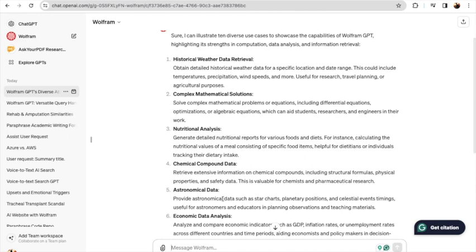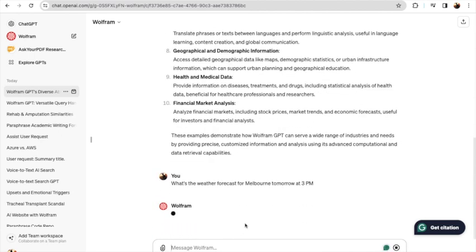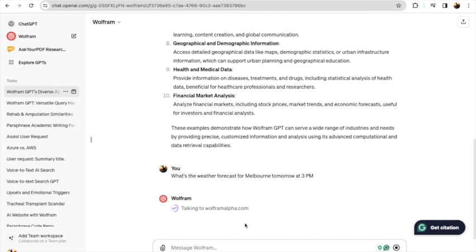Anyways, based on the examples that it has given me, maybe let's start off with what's more interesting here. Weather data retrieval. I can get that on Google. Okay, maybe let's just try. What's the weather forecast for Melbourne tomorrow at 3 p.m.? I stay in Melbourne, so I want to see if that's close to what it can predict. So I can probably check tomorrow.